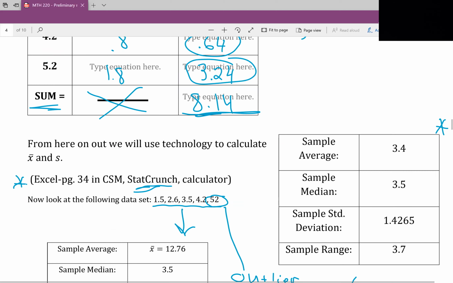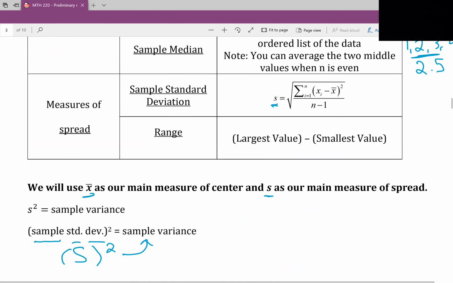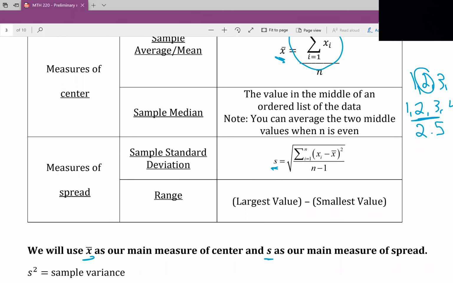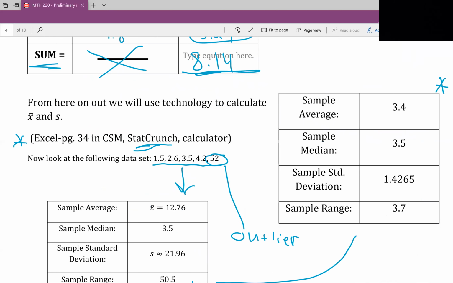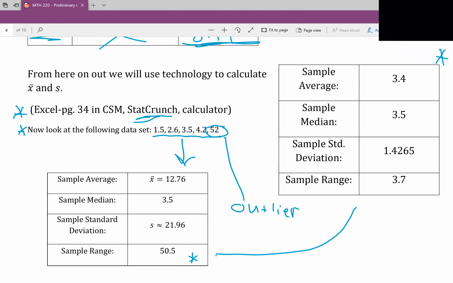Sample standard deviation, if we go back to the previous page, is a measure of spread. It's telling us how far our data is spread from left to right on the number line. So looking at this data set again, we've got a larger spread. We go from 1.5 to 52, which does make our spread on the number line bigger. That inflates our sample standard deviation and our sample range. So again, an outlier is just any number that's much bigger or much smaller than all the other numbers in the list.